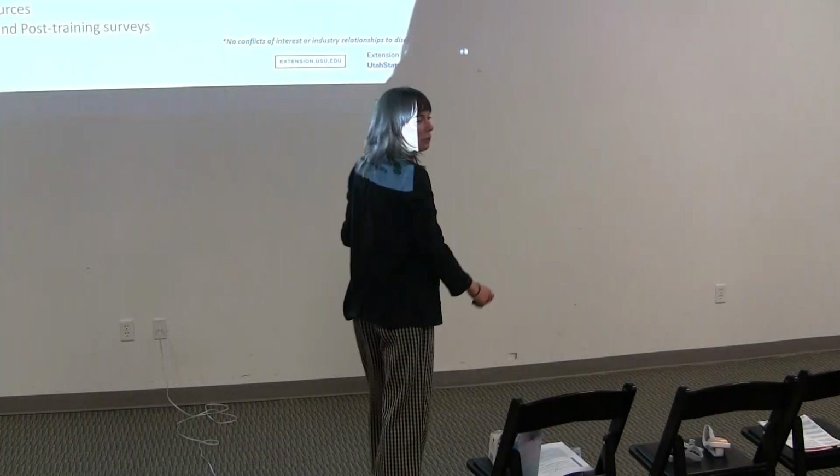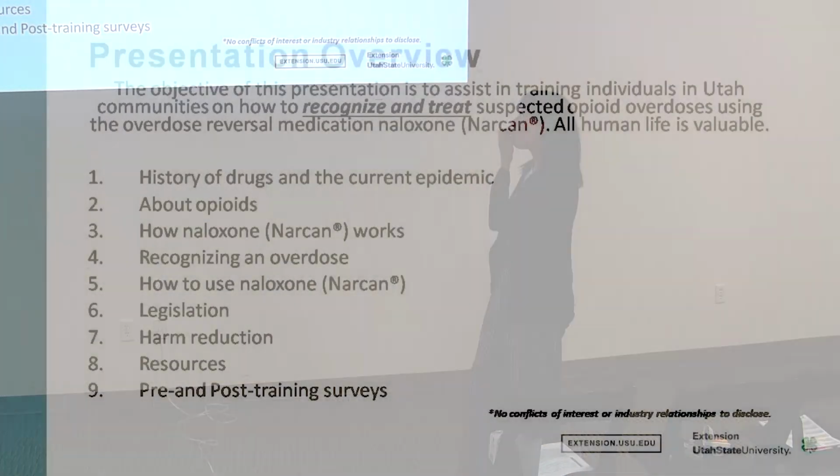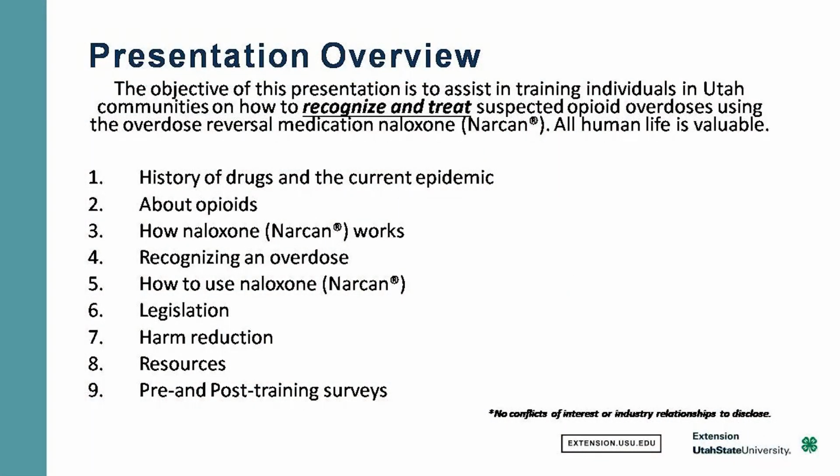Okay, so this is more or less what we're going to go over today. We're going to start out with just talking about the history of the current opioid epidemic. Then we're going to talk about what opioids are, and then how naloxone actually works in the body. And then we're going to go over how you administer naloxone. And then we have a few legislation and laws, local and national. And then we're going to talk over some different harm reduction strategies and how it's applicable to peer support as well. And then we have some resources at the very end.